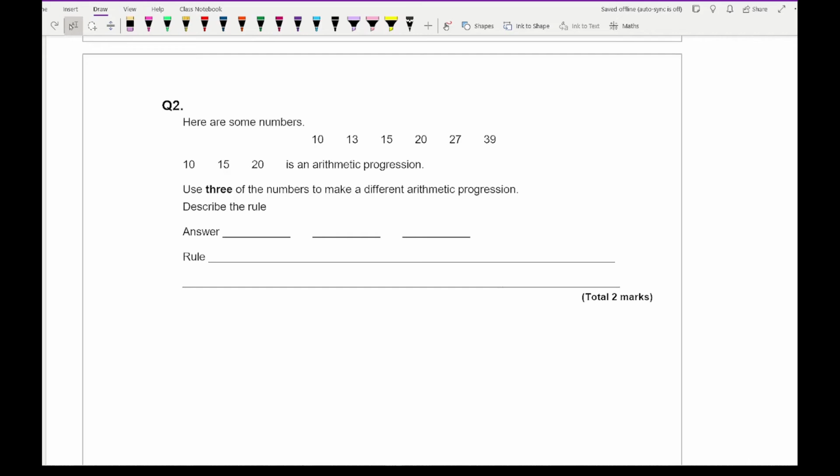So what I need to do is pick 3 numbers where the difference from one to the next is the same. Looking at these numbers, the difference between 10 and 13 is 3, and 13 plus 3 is 16, that's not on there. 10, 15, that's 5, there's not 25, no. So 13 to 20 to 27, that works. And the rule is then starting with 13, which is a really important statement, add 7.